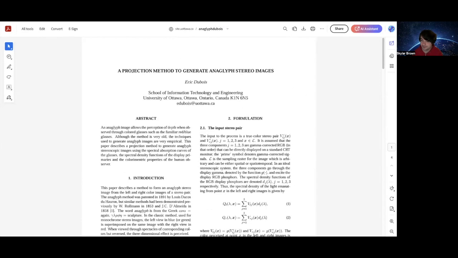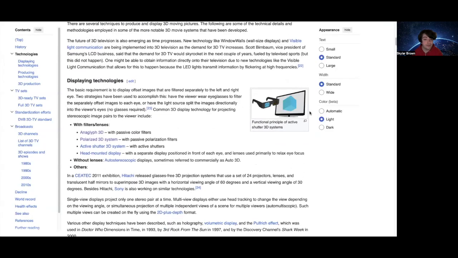Another type of 3D is active shutter, where two images are constantly taking turns being presented to the user, and these types of glasses require batteries or electricity because the glasses themselves have to activate the shutter.